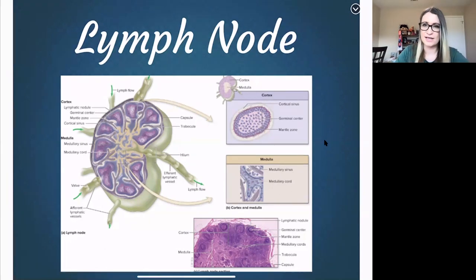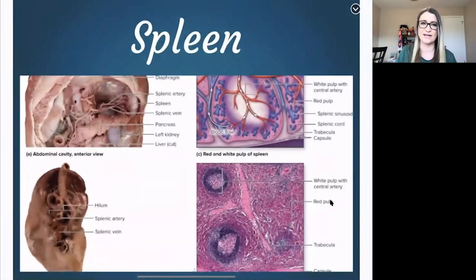Okay, the next thing I will talk about is the spleen, and spleen is our next secondary lymphatic organ. Spleen does have a capsule, and it's our largest lymphatic organ.